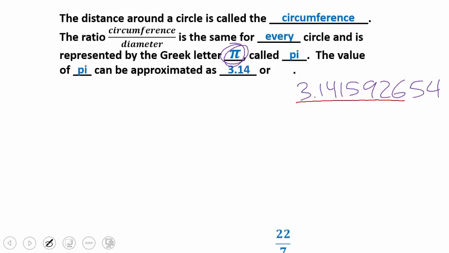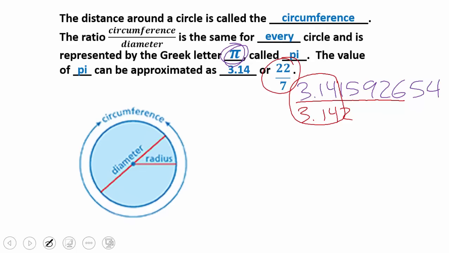You have your other approximation, which is 22 divided by 7. 22 divided by 7 will give you 3.14, but then it gives you some other digits that aren't quite exact, but the first 3 are the same. So that's why we approximate with 3.14. And this 22 over 7 is very useful when we have numbers that are compatible with 7. So here we have a circle, and then of course the circumference, that's the distance around.